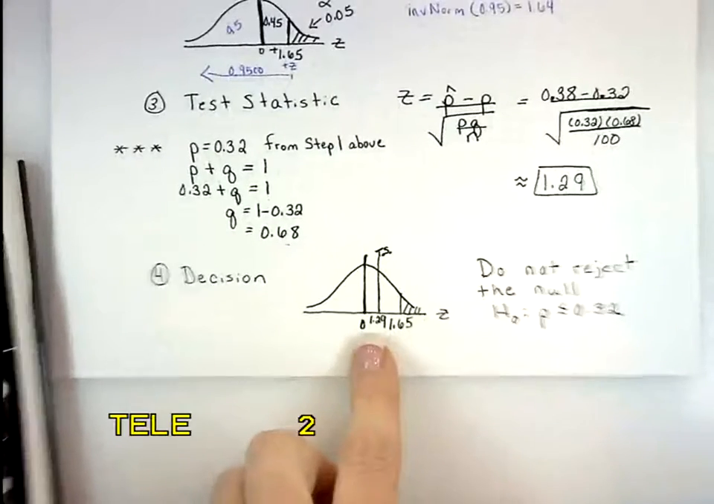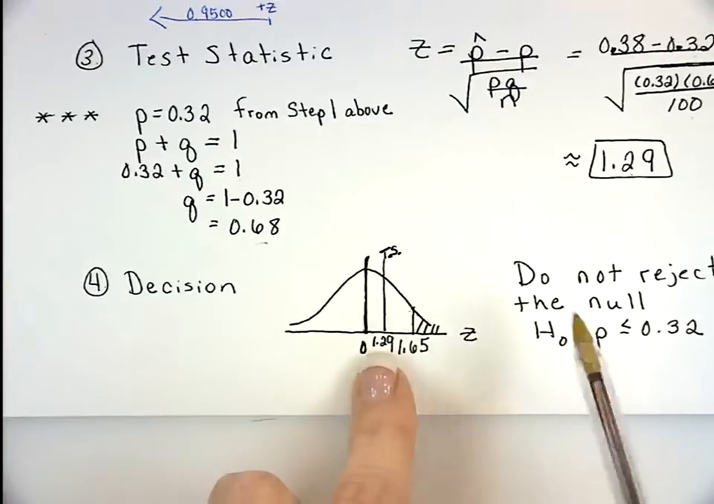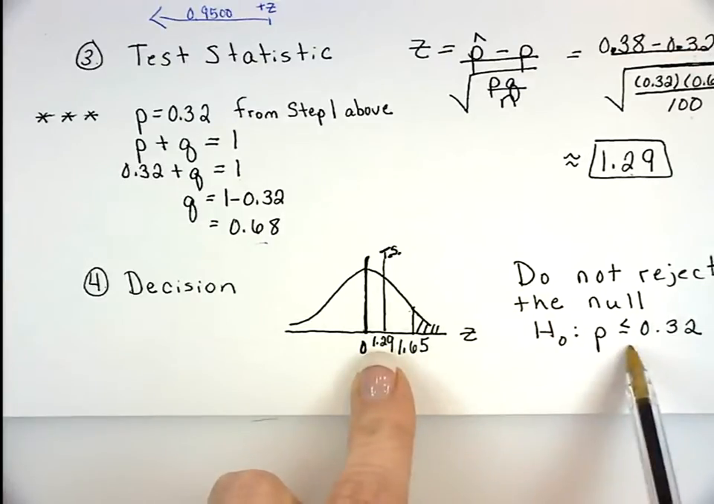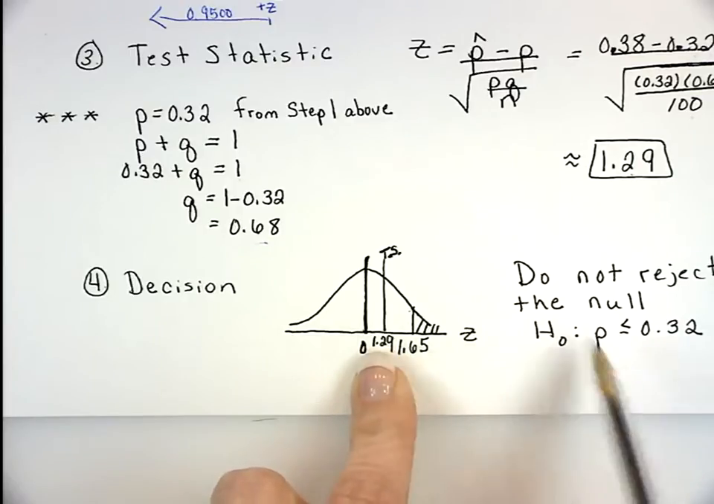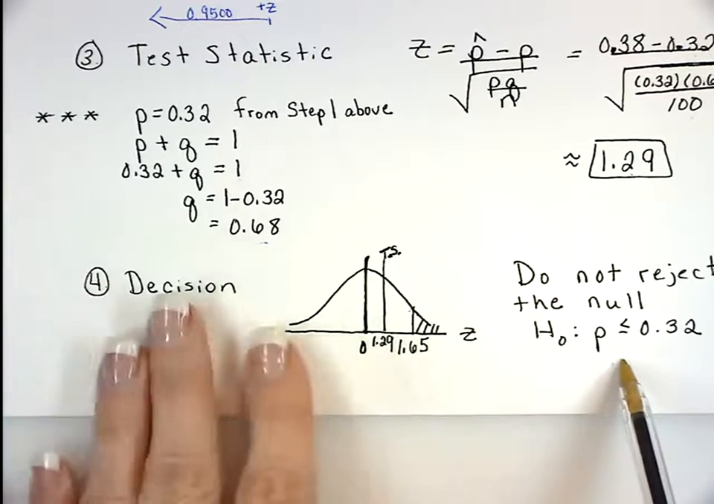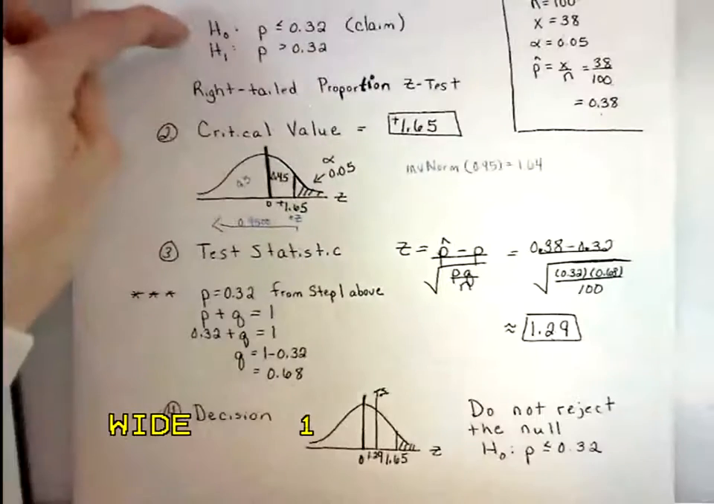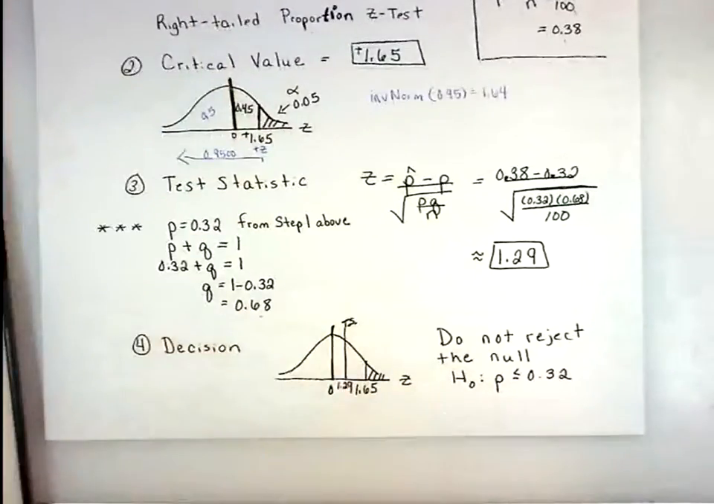Put your test statistic in the picture. 1.29 falls in the non-critical, non-rejection, non-shaded region, keyword non-rejection region. So do not reject the null statement because of where the test statistic falls. Non-critical, non-rejection region, do not reject the null. So we're not rejecting this null statement, and it just so happens that our claim is the null, that it's at most 32%, and that's from up here. Claim is null, do not reject the null.